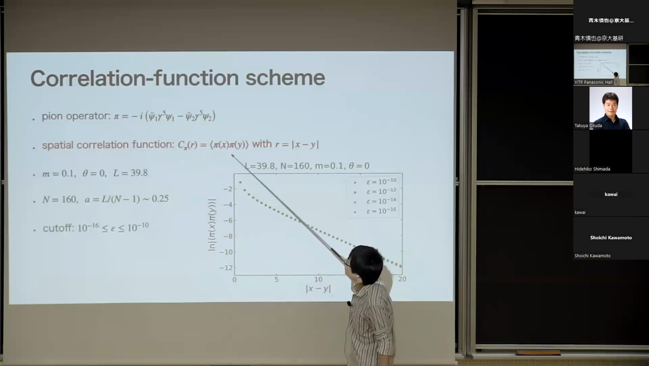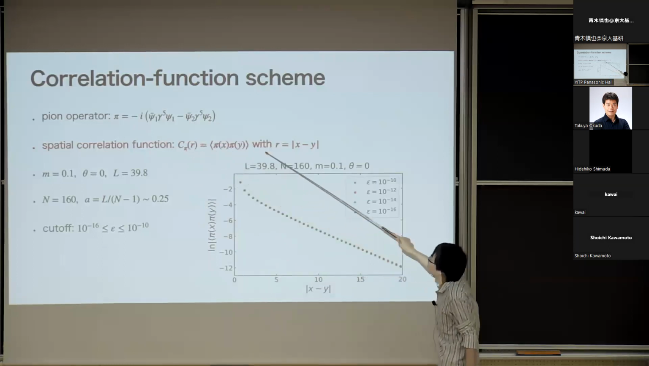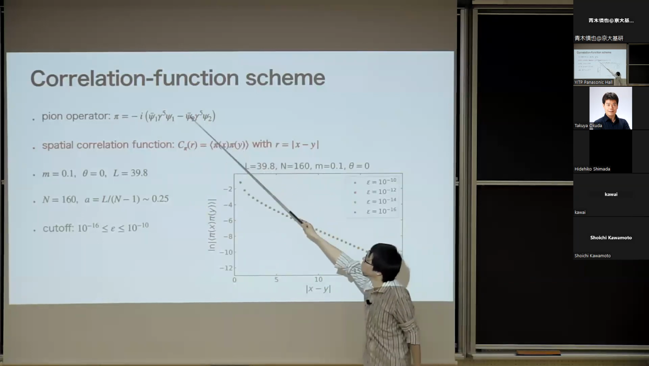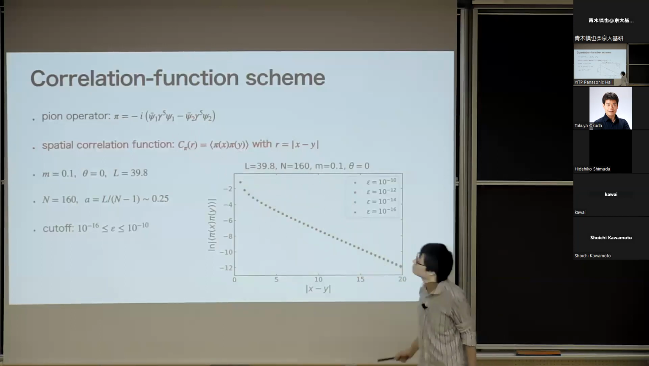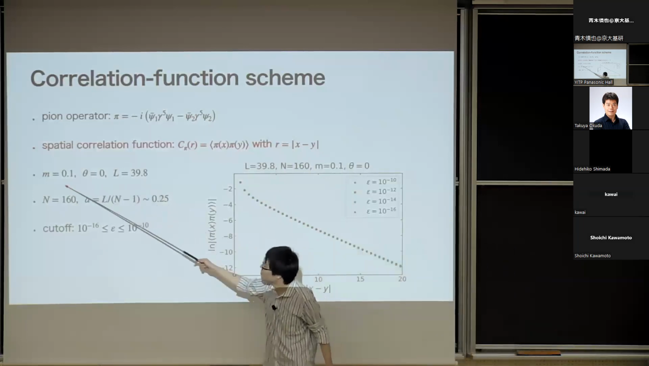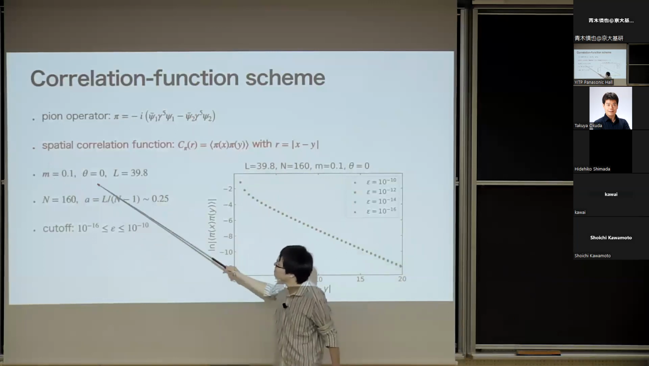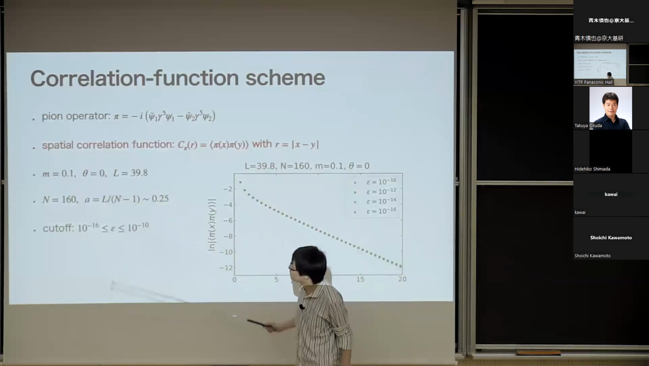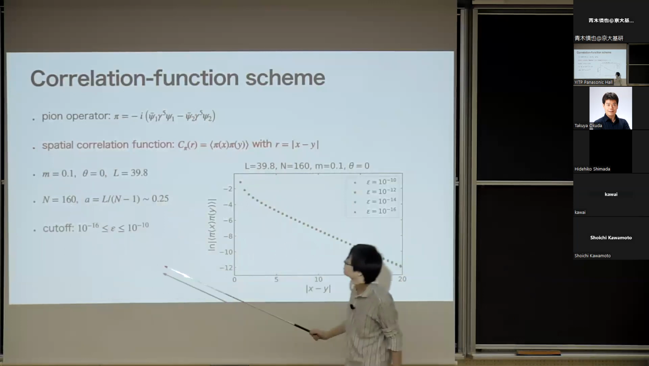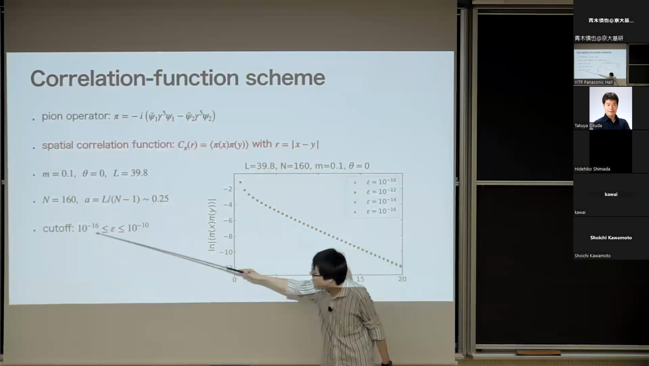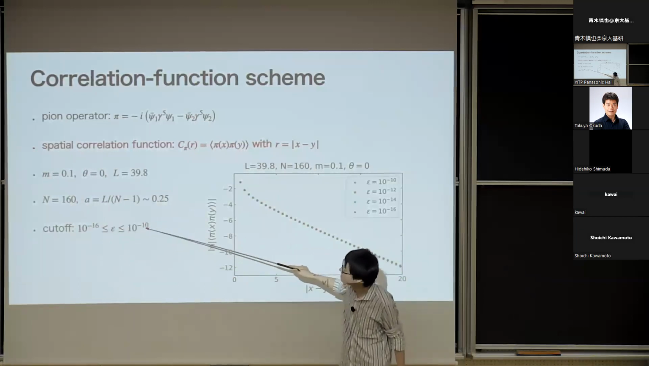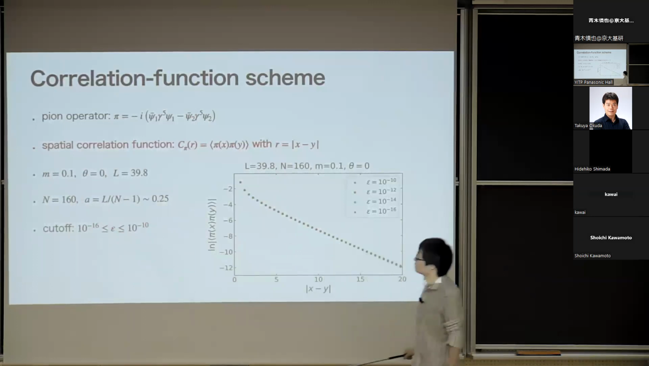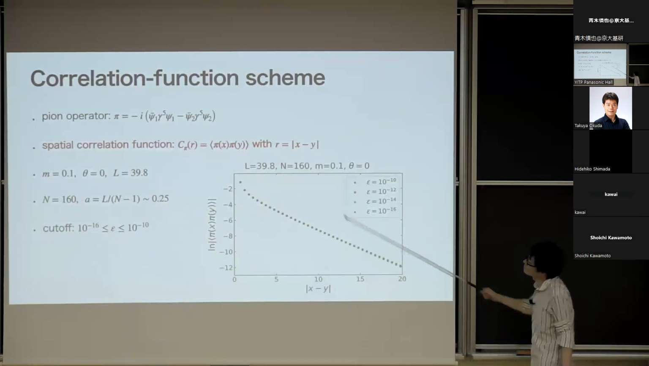And so we measure the correlation function defined like this. We put this operator at positions x and y with distance r. And there's some parameter setup. I choose the massive case and theta equals 0. The lattice size is more than 100. And also, importantly, the cutoff parameter is from around 10 to the minus 16 up to 10 to the minus 10. This is the result of the correlation function.